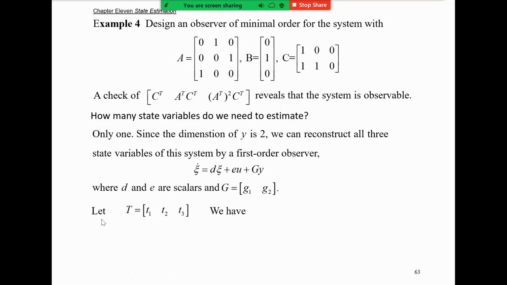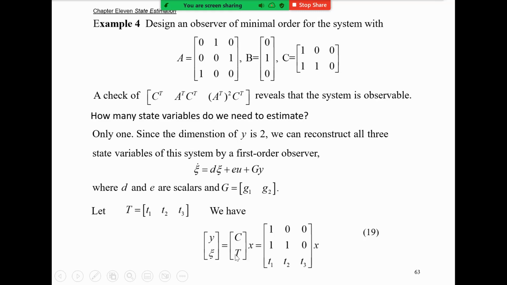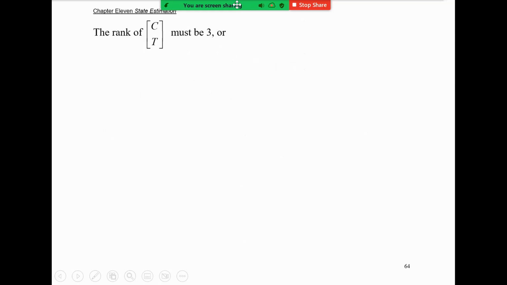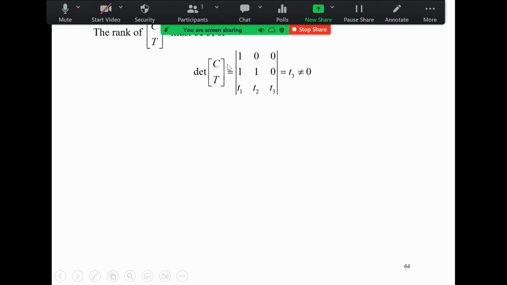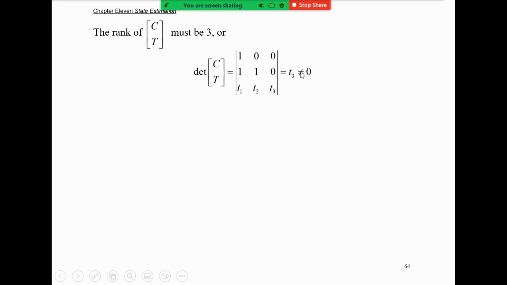Okay. All right. Then how about T? Of course, T is 1 row, but it's a 3 by 3 matrix. We know it has 3 design variables, T1, T2, T3. Because the C, T, this whole transformation matrix, right? You put in C: 1 0 0, 0 1 0, T1, T2, T3. This whole matrix has to be non-singular, right? Okay, we say the rank of that matrix has to be 3. So therefore, that gives you a condition: T3 cannot be 0.